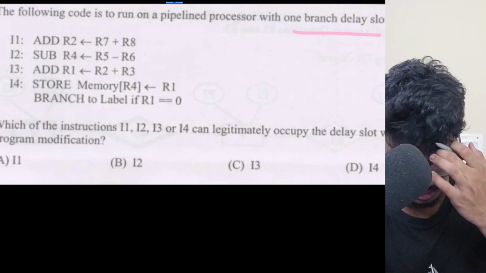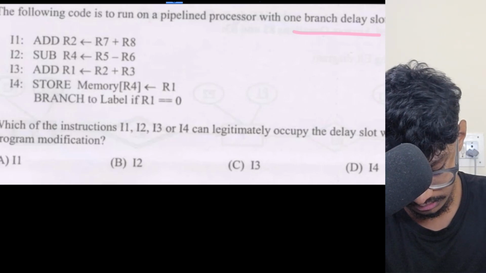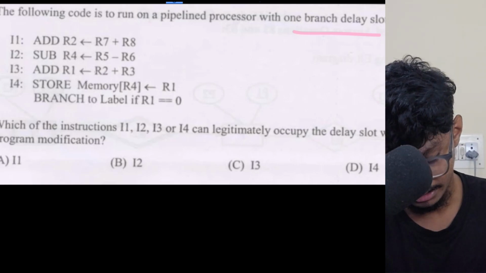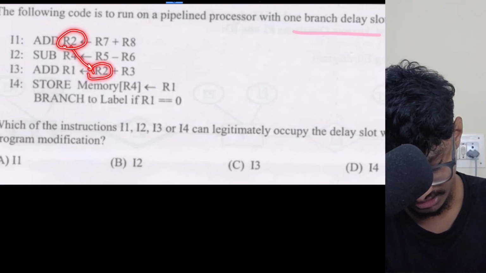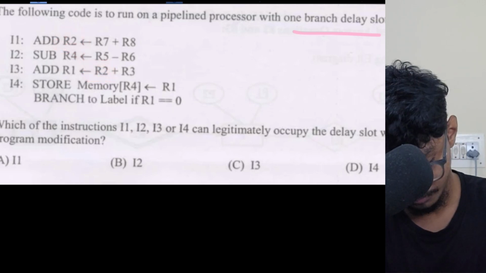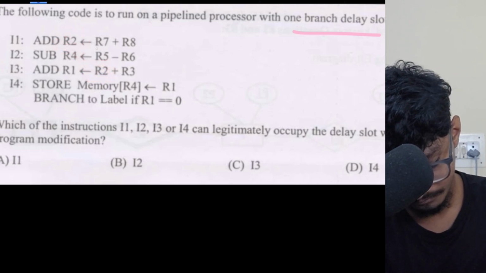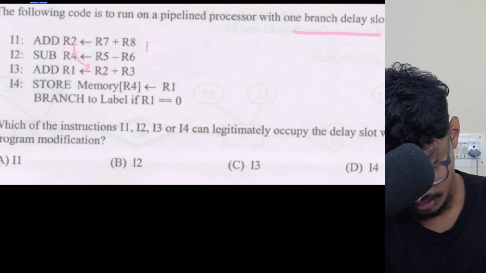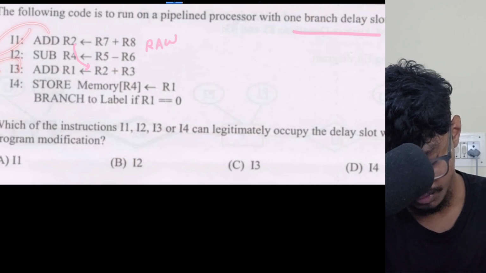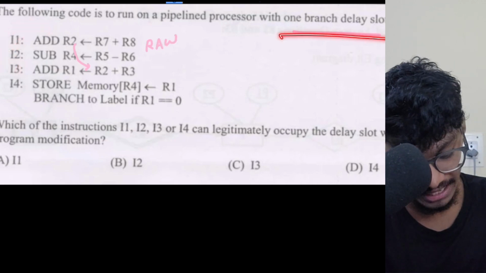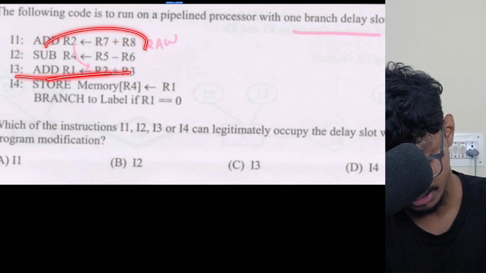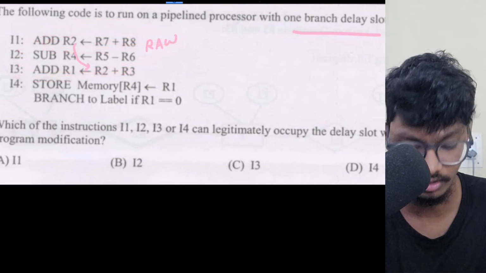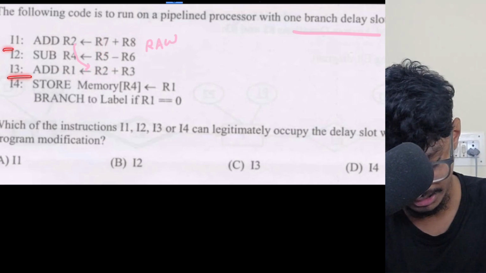Now here, if I observe this R2, first I'm writing, then I'm reading from it. So actually there is a RAW dependency between I1 and I3. So obviously I cannot just simply add a branch delay slot because there is a RAW dependency. This instruction has to wait until this instruction gets evaluated. So I cannot modify anything between I3 and I1.